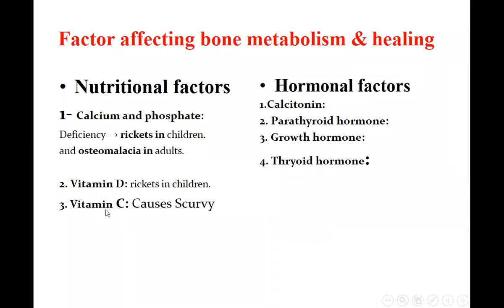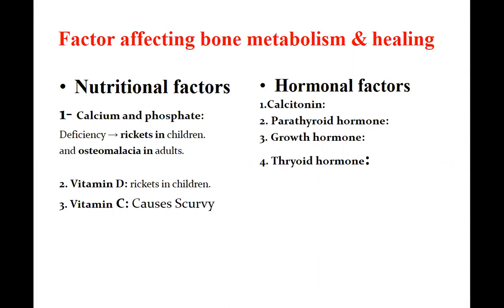Then the third important nutrition necessary is vitamin C, deficiency of which causes a condition called scurvy. So these are the nutritional factors: calcium and phosphate, then vitamin D, vitamin C. Now coming to the hormonal factors. What are the hormonal factors which are very important for bone healing and metabolism? One is calcitonin, a very important hormone which is necessary for the absorption of calcium.